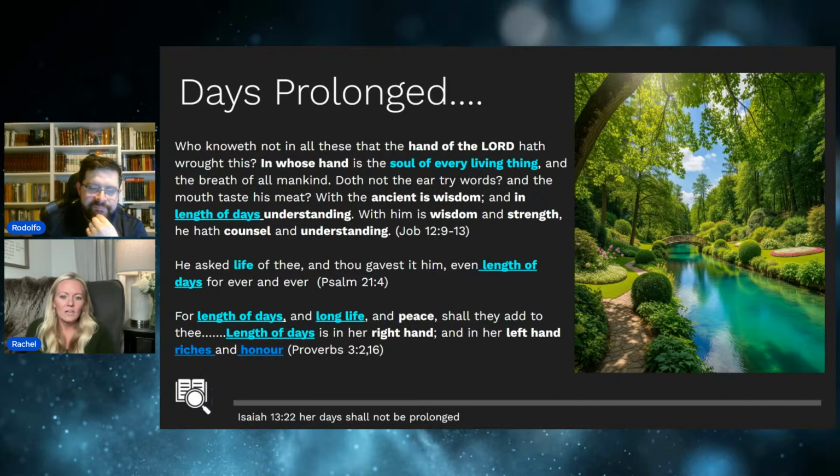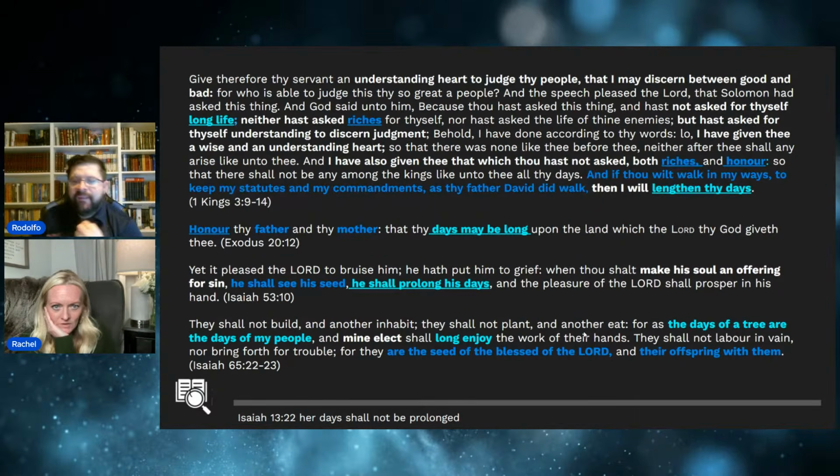So now we're going to see a connection with length of days and riches and honor in the next couple of slides here. So this one here in First Kings, real quick, it's Solomon, and because he doesn't ask for riches and long life, instead he asks for an understanding heart to judge the people so that he can discern between good and bad. Because he does this, the Lord rewards him and gives him both riches and honor. And he also tells him that if you walk in my ways to keep my statutes and my commandments as thy father David did walk, then I will lengthen thy days.